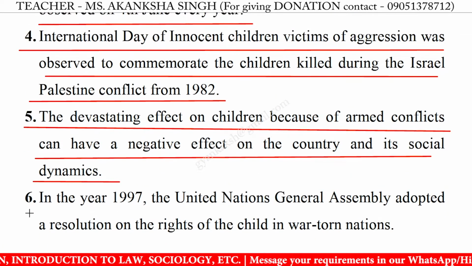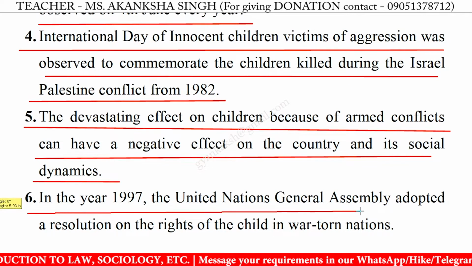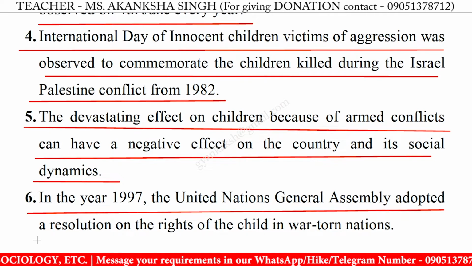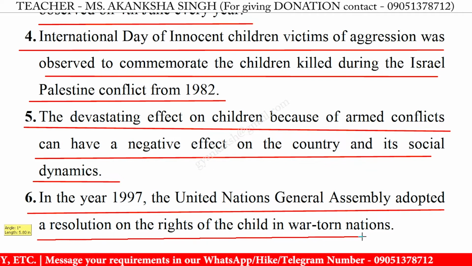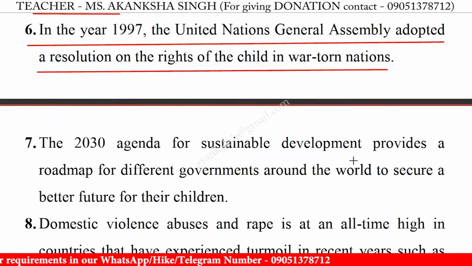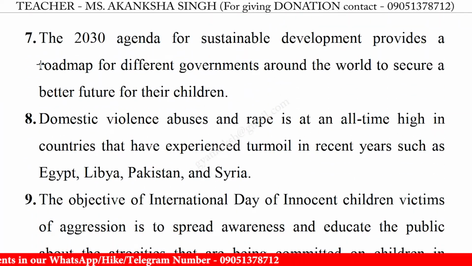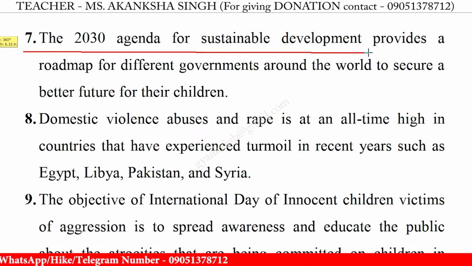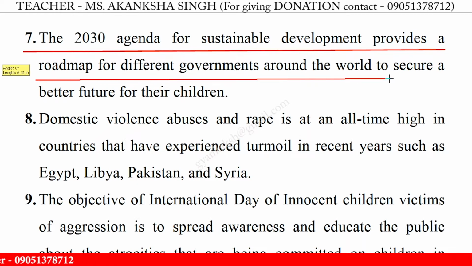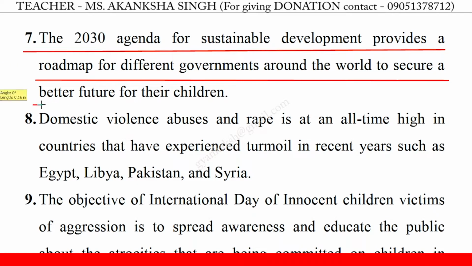In the year 1997, the United Nations General Assembly adopted a resolution on the rights of the child in war-torn nations. Number 7. The 2030 Agenda for Sustainable Development provides a roadmap for different governments around the world to secure a better future for their children.